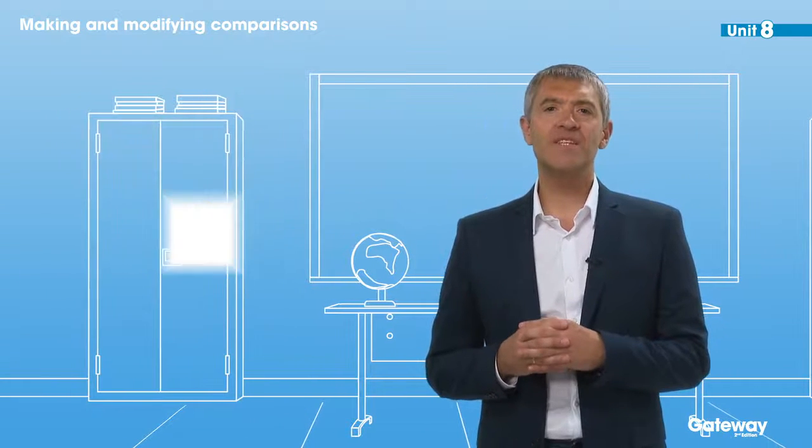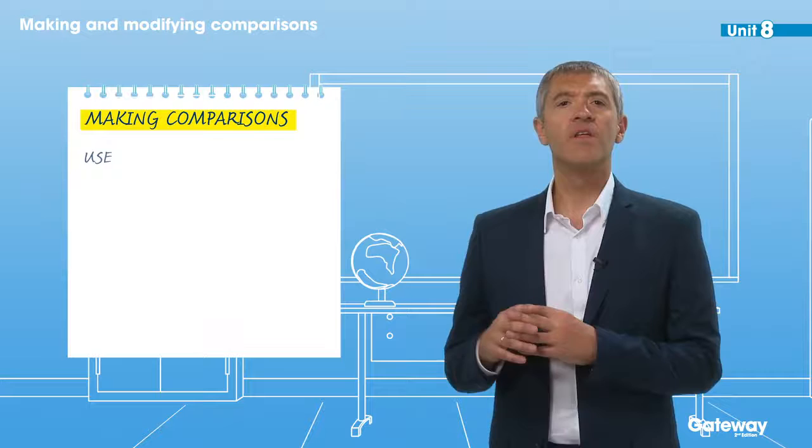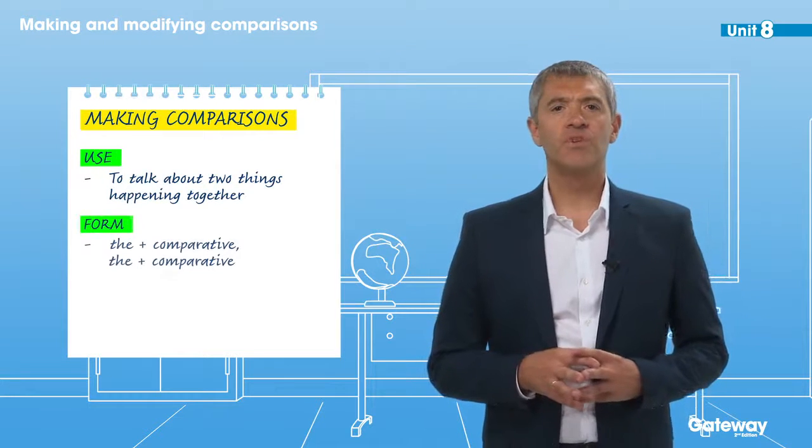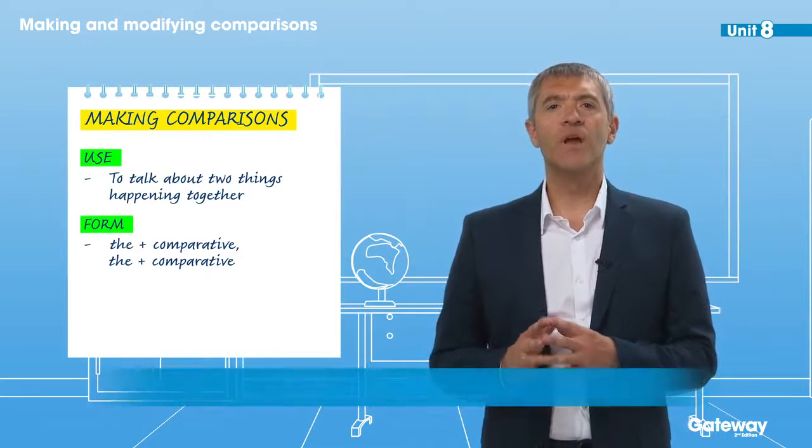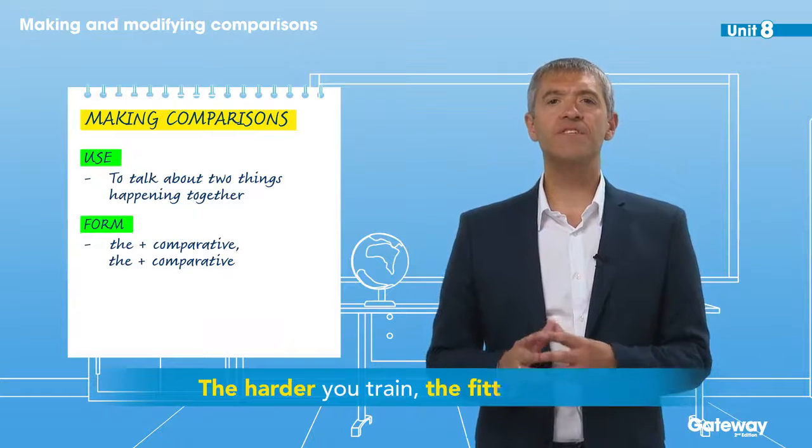To talk about 2 things happening together, we can use this structure. So for example, we could say, the harder you train, the fitter you get.